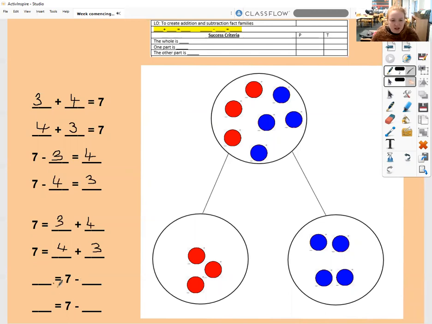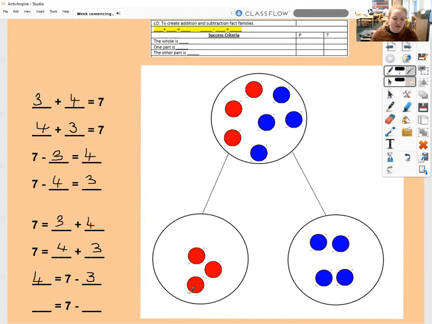So our whole in a subtraction number sentence goes before the subtraction symbol. So there is our whole. So we're going to do our whole, subtract our first part. So our whole is 7. Subtract our first part, which is 3, equals our remaining part, which is 4. So 4 equals 7, subtract 3.